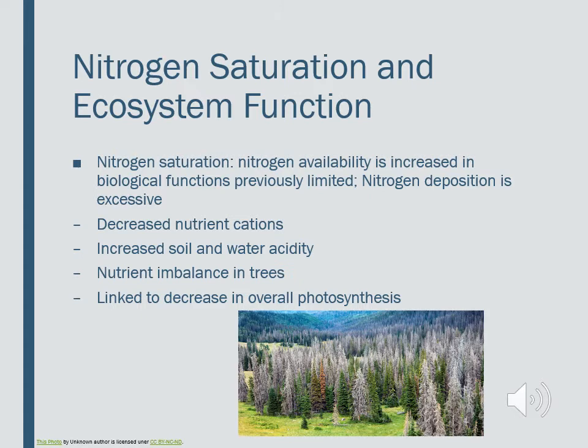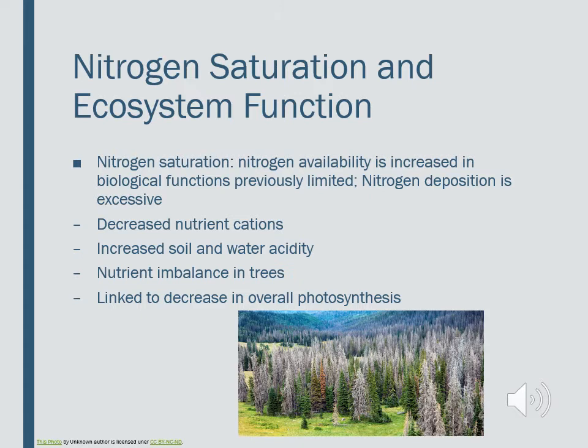With this increase in nitrogen, there is a decrease in nutrient cations, or positively charged ions, and increased soil and water acidity. This means that the functions that are carried out by organisms inside the ecosystem are no longer functioning properly due to the acidic levels of the soil and the water.